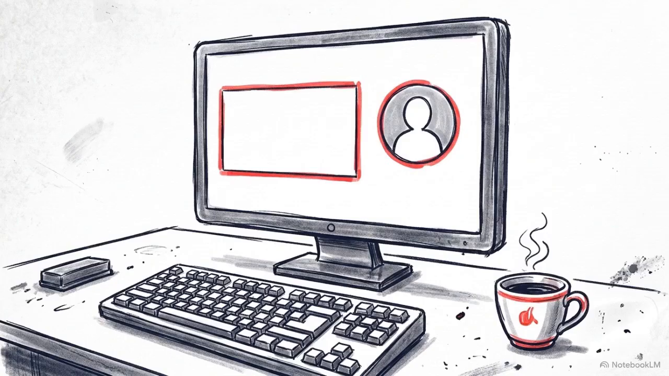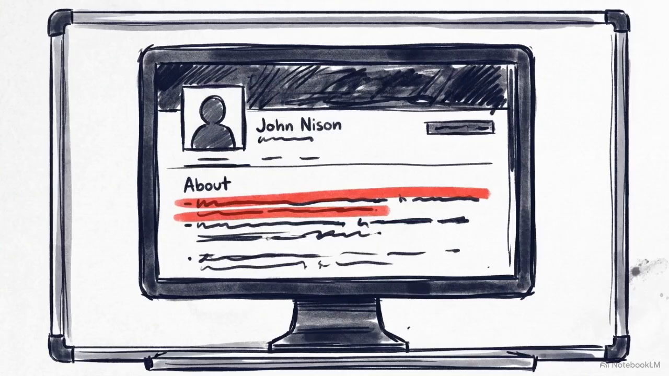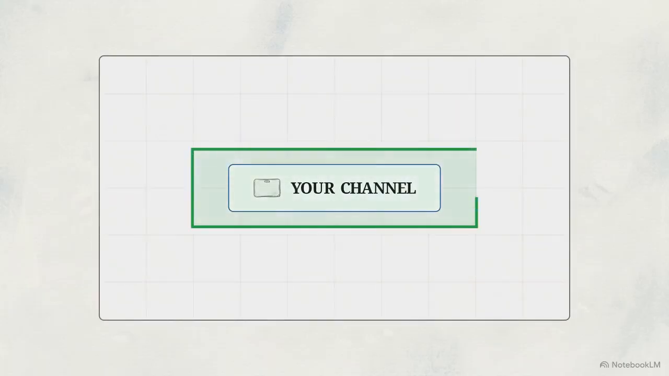To finish the storefront, open the Customization tab. This is where you write your channel description. Focus heavily on the first 2 sentences. These are the first lines potential subscribers see when they visit your page. When you upload your channel banner, check your safe zones.